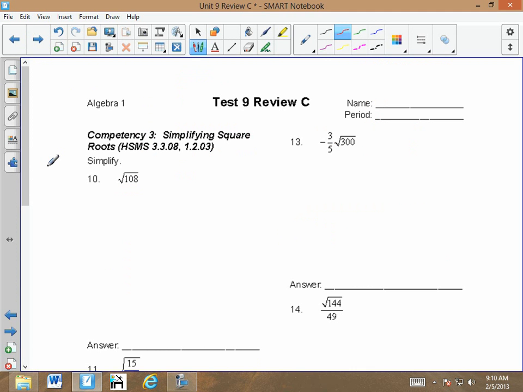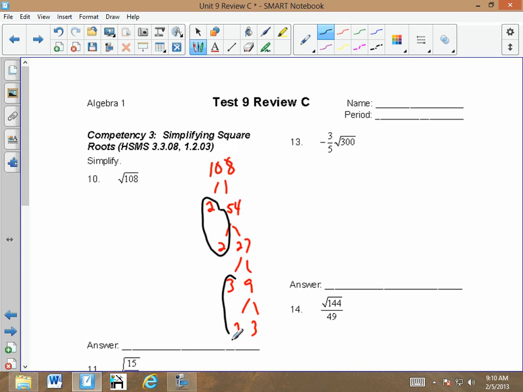Okay, so now we need to simplify the square roots. So I'm going to factor 108. 2 will go into that, and that leaves me with 54. 2 will go into that, and that leaves me with 27. Okay, 3 goes into that. That leaves me with 9. And then 3 and 3. So I have a pair of 2s and a pair of 3s.